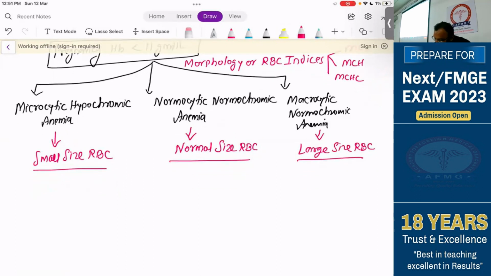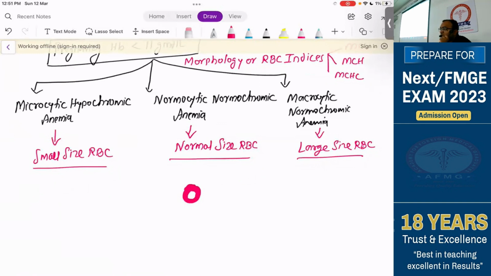Okay, now tell me, this is the RBC. Is it a normal size RBC, large size RBC, or small size RBC? It appears normal. Does it look normal or small? It looks normal.